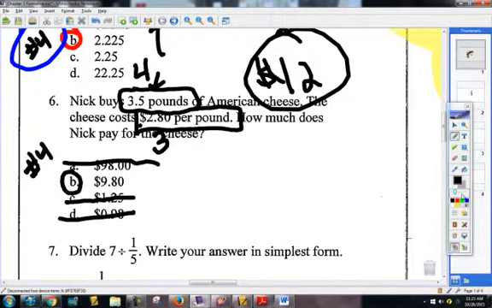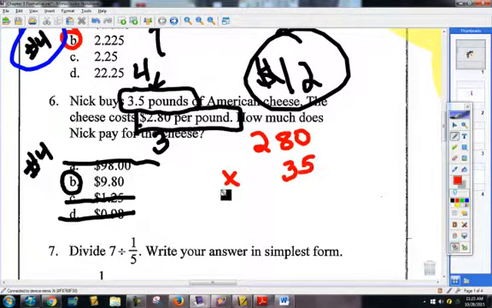Now, if you didn't have the work, it's wrong, but the thinking about it process and the rounding process can just kind of help you. So we're going to need to multiply. Now, what math problem should I do here? Multiplication. But I should be doing 280, right? Yeah. Not $2.80, and then times 35.